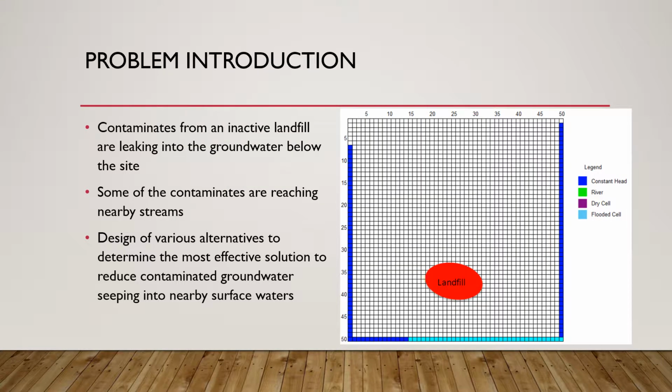We're going to start with a problem introduction. As can be seen in the picture at the right, contaminants from an inactive landfill are leaking into the groundwater below the site. Some of the contaminants are reaching nearby streams. And as we're going to see in later slides, the design of various alternatives to determine the most effective solution to reduce contaminated groundwater seeping into nearby surface waters.